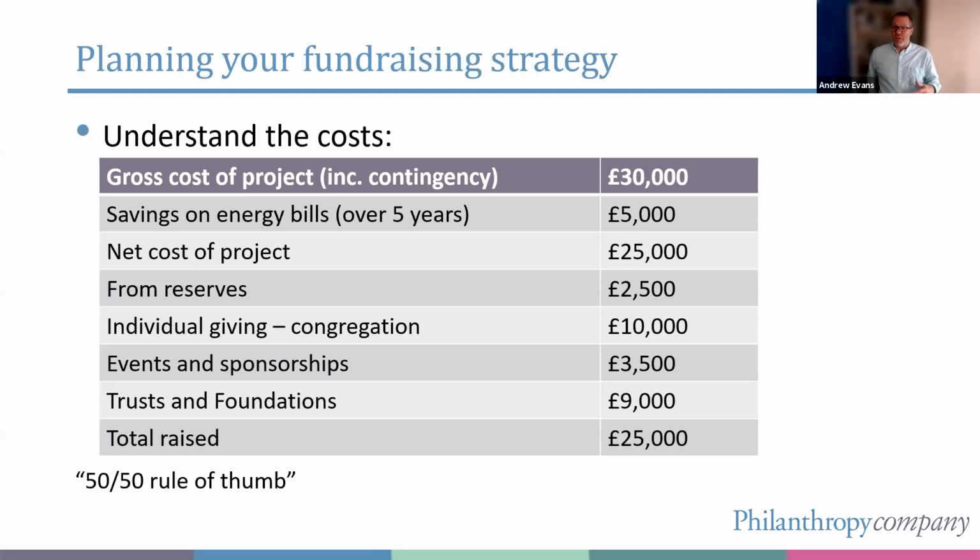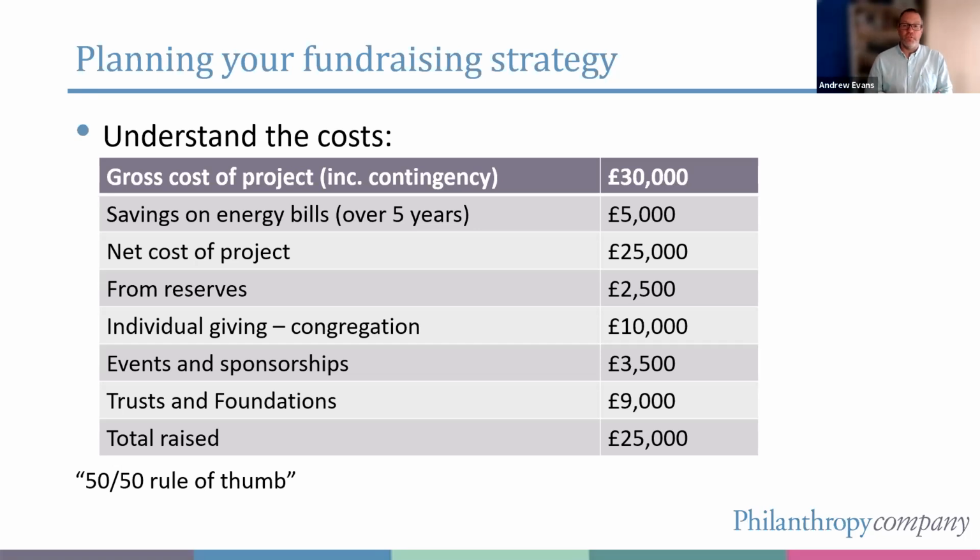Once you've got that net cost, my rule of thumb, and it is just a rule of thumb, I've seen all sorts of different percentages, but my rule of thumb is that you should try and raise 50% of the cost of any project from within the church. So aim for 50% of the cost of whatever project you're doing, whether it's a building project or whatever, from within the church. That doesn't all have to be given from the congregation in terms of individual gifts, either by standing order or into the plate.